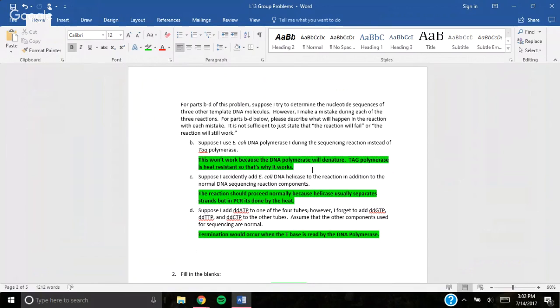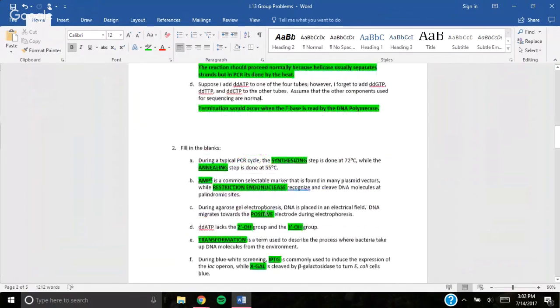And for D, it says, suppose I add ddATP to one of the 4 tubes. However, I forgot to add ddGTP, ddTTP, and ddCTP to the other tubes. Assume that the other components used for the sequencing are normal. So what would happen is the termination would just occur when the T base is read by the DNA polymerase. And yep, that's question 1.